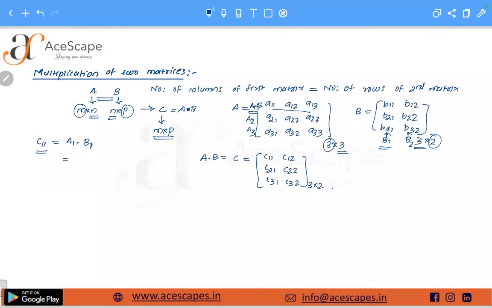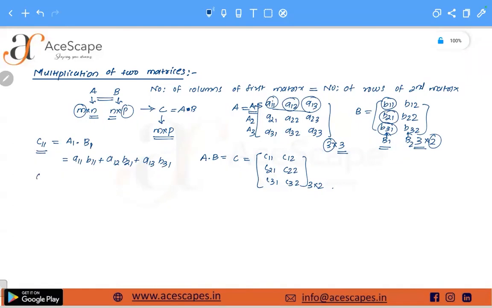What I mean by multiplication is that we multiply element-wise. That is, A11 is multiplied with B11, A12 is multiplied with B21, A13 is multiplied with B31. So it will give A11 B11 plus A12 B21 plus A13 B31. So that is the element of C11.